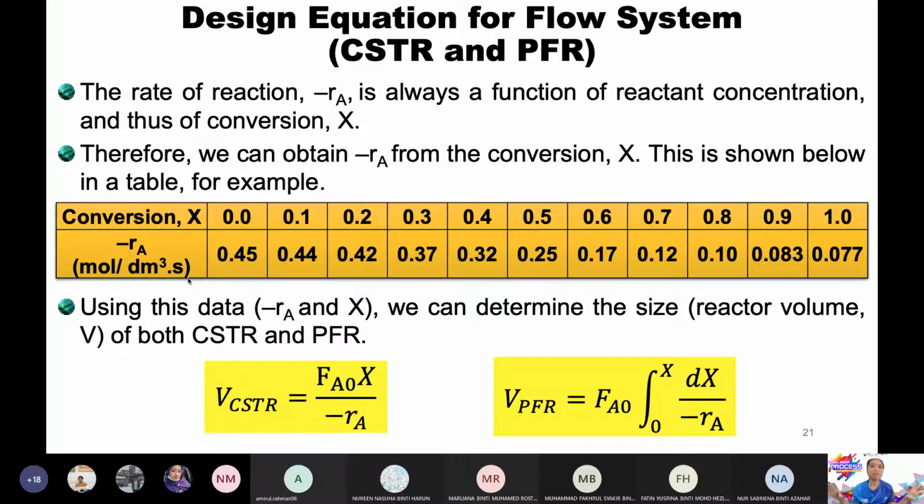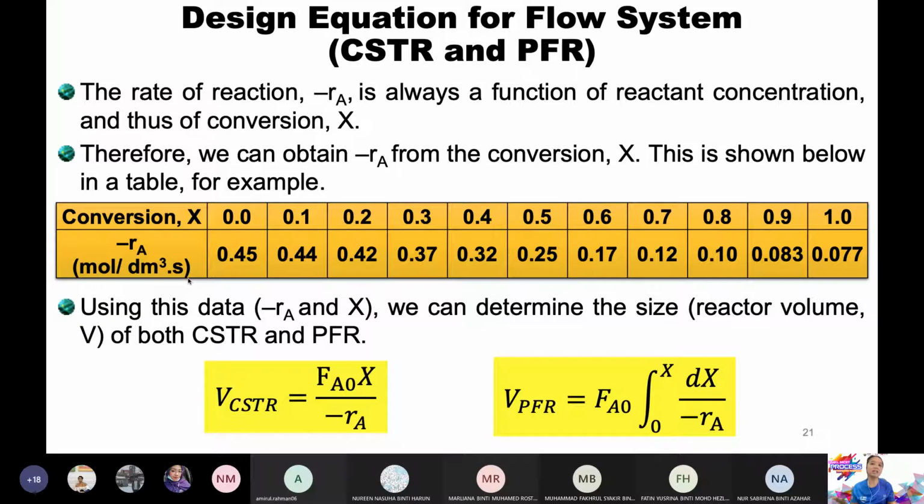So from this table of information, which is conversion versus minus RA, as I told you, conversion sometimes we will mention in terms of percentage. Okay, sometimes we mention in terms of fraction. In calculation, definitely we have to convert or change into fraction. Okay, so I have to keep reminding you.